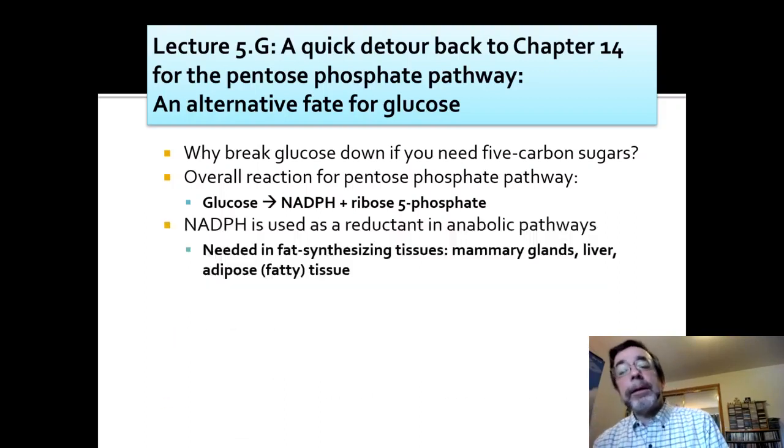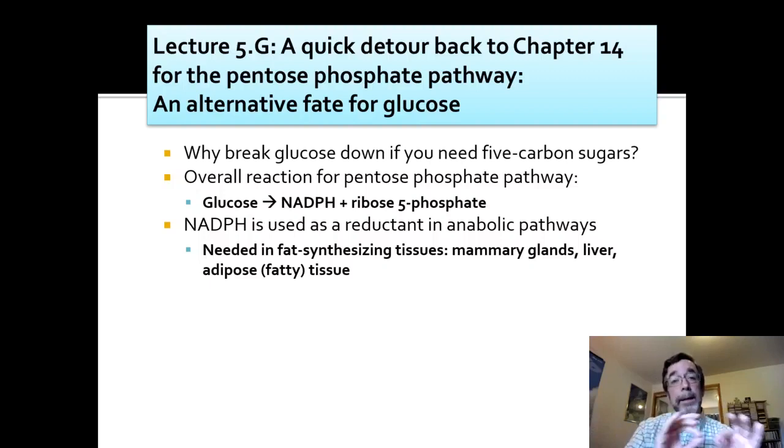Okay, so it's found in many anabolic pathways. In fact, it's one of the ways you can tell that it's an anabolic pathway if it's using NADPH to build stuff. So fat synthesizing tissues will use it. We talked about lactose being put together, and milk has a lot of fat in it as well. So the same places that make lactose will also make lots of fats, and they will have NADPH that's being used to build those fats up. Liver does this, and of course fatty tissue will also have fat generating ability.